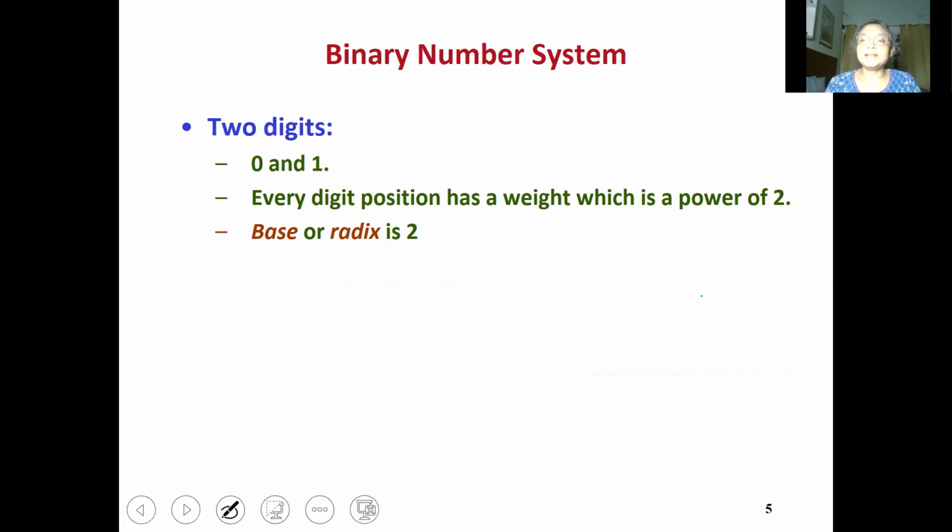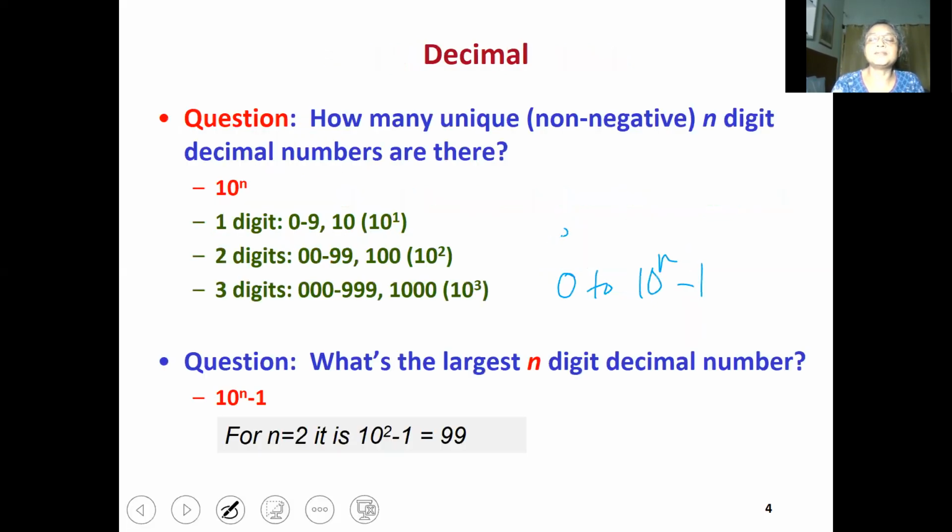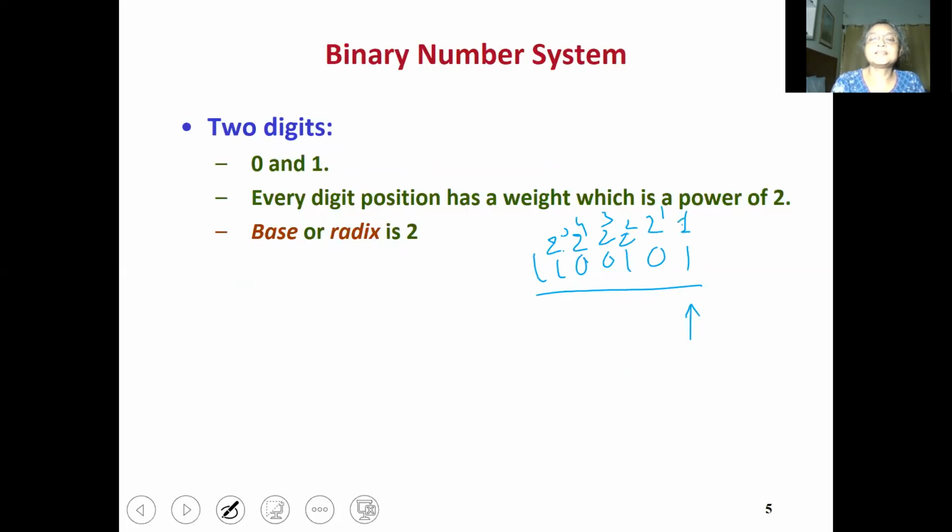Now coming to the binary number system, there are two digits 0 and 1, and each digit position has a weight which is a power of 2. So if you have a number like this, if you want to find its value, you first look at the least significant bit. Its value is 2 to the power 0, that is 1. The next bit to the left has a positional value of 2 to the power 1. Then this is 2 square. This is 2 cube. This is 2 to the power 4, 2 to the power 5, 2 to the power 6.